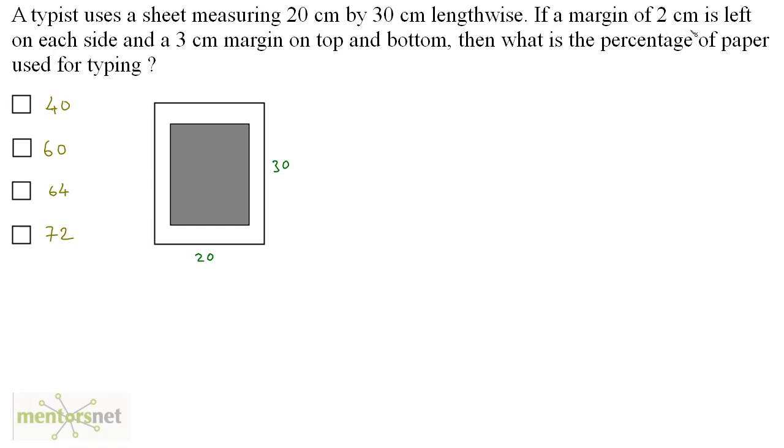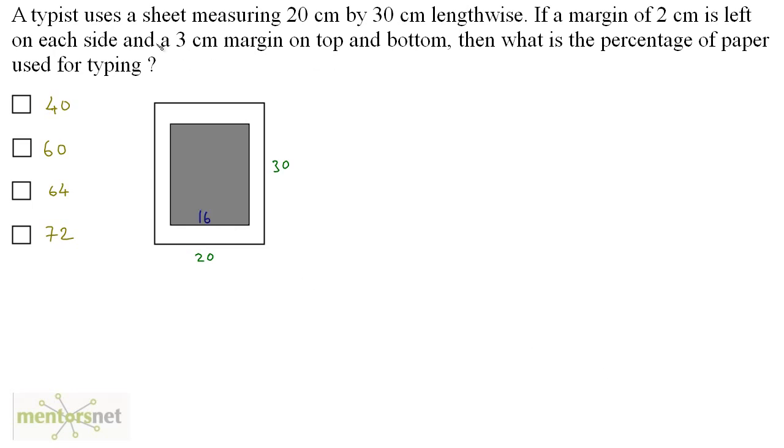Well, a margin of 2 cm is left on each side. So 2 cm on the left and 2 cm on the right. So what will be the length of this printing area? Well, 20 minus 4, and that's 16.